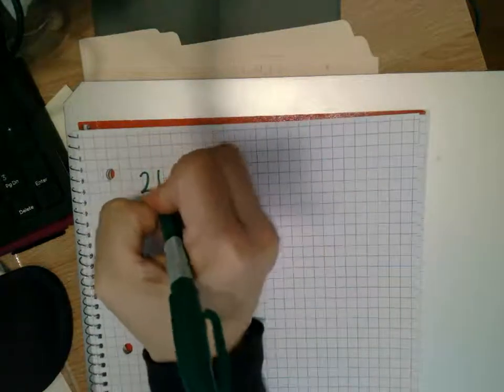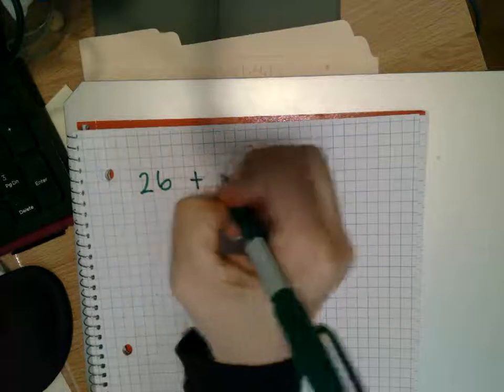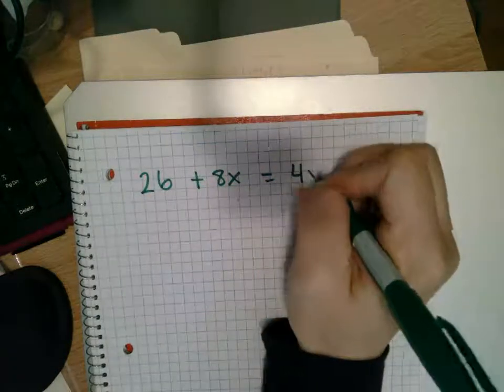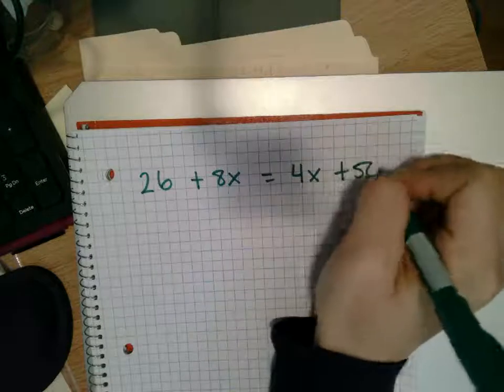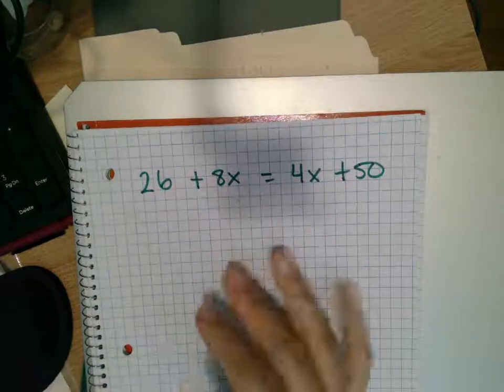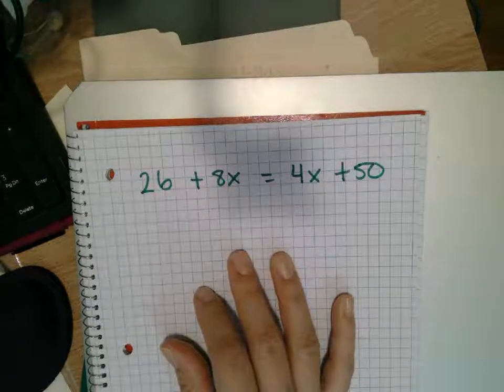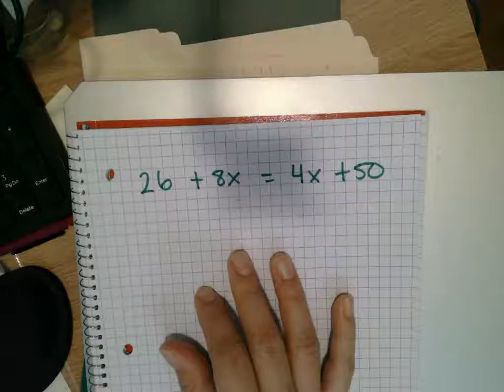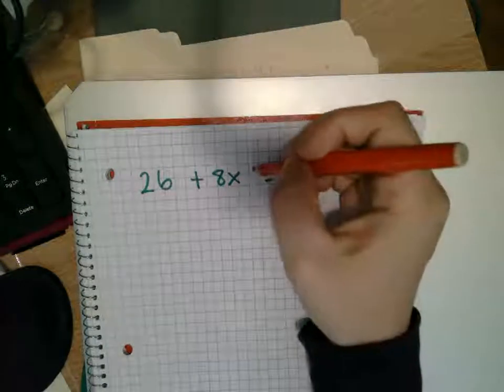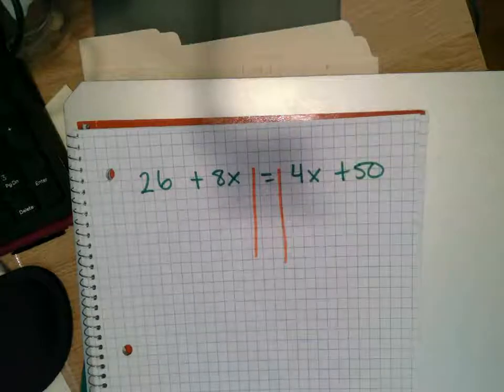Let's do one that looks a little bit different. Same process, just a little bit different. 26 plus 8x is equal to 4x plus 50. Okay, so now we have a couple of additional things that we're going to have to move, you know? So first thing I would do is let's move your x's. Let's get x all to the same side.